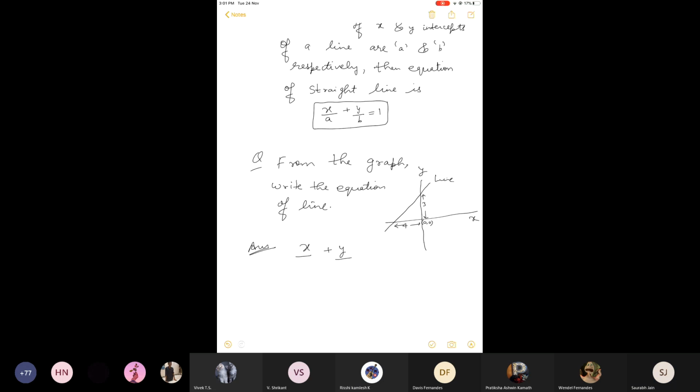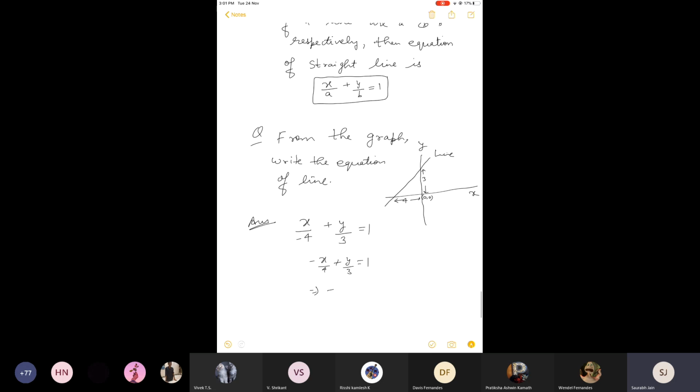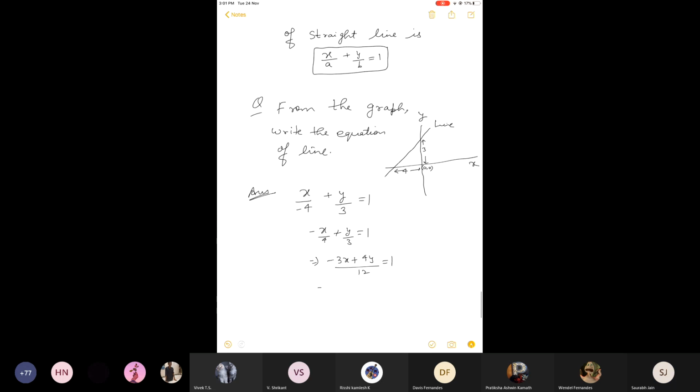Yes, minus 4. Minus 4. What is the problem? Simple. Why? Because the line is cutting x-axis in the negative direction. So distance plus sign, that means minus 4. And below y you will write 3 because the y-intercept is positive. So this is your equation of line. If you want to simplify it, you can simplify it further by taking LCM cross multiplying. So this will be minus 3x plus 4y by 12 equals 1. This will be minus 3x plus 4y equals 12, or this will become minus 3x plus 4y minus 12 equals 0.